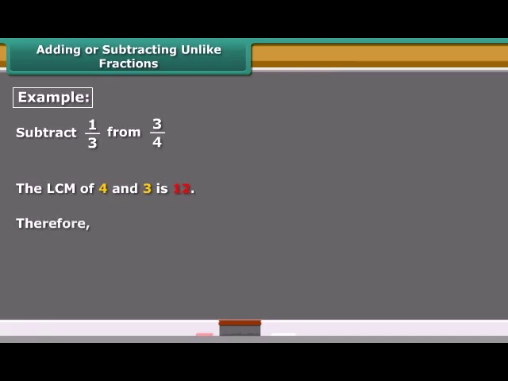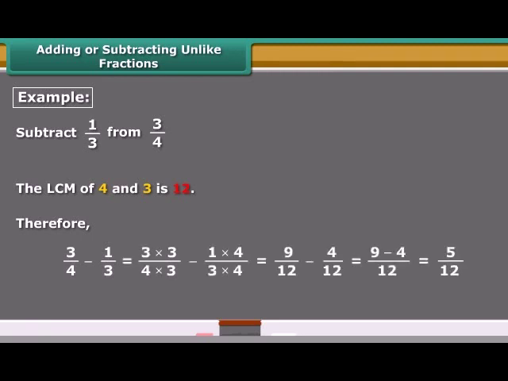In another example, to find the subtraction of unlike fractions, first we need to find equivalent fractions of 3 upon 4 and 1 upon 3, which have the same denominator given by the LCM of 4 and 3. The required LCM is 12. Therefore, the subtraction of 1 upon 3 from 3 upon 4 is 5 upon 12.